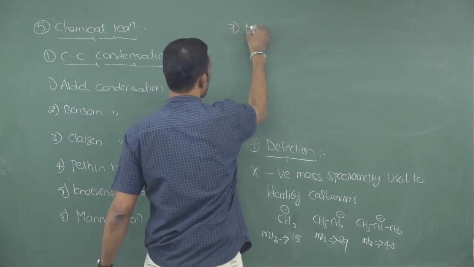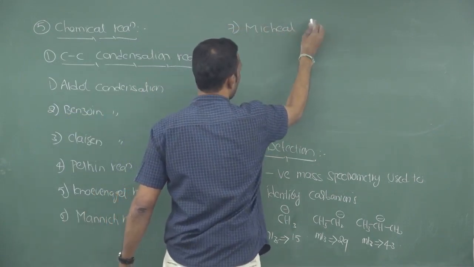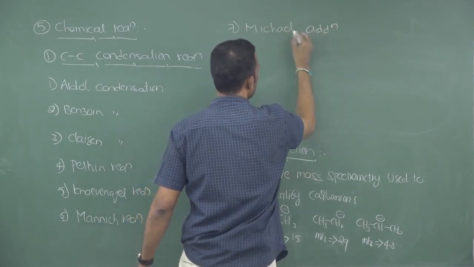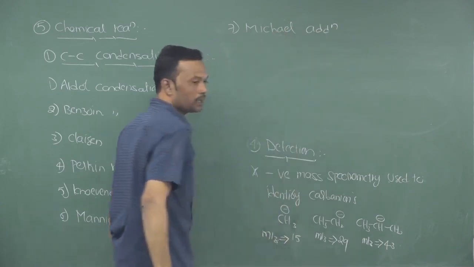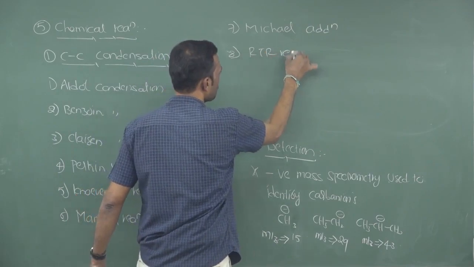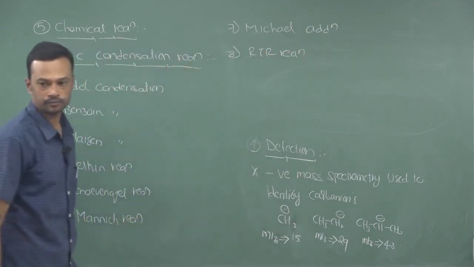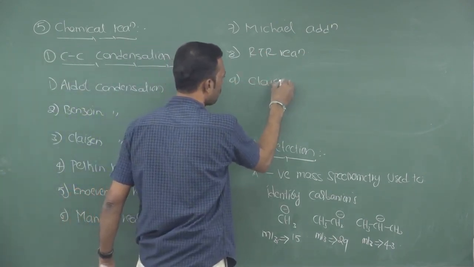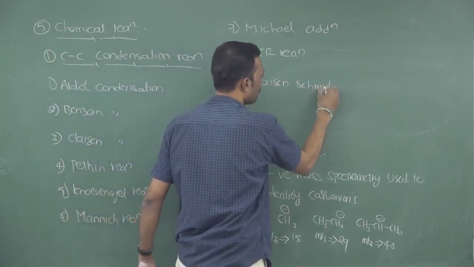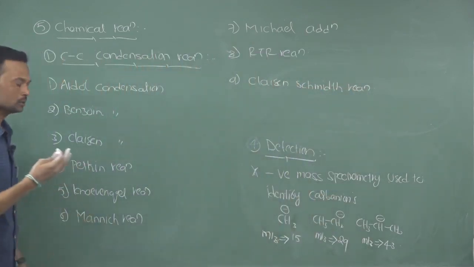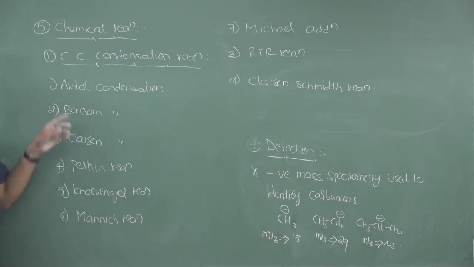You can also go through the Michael addition reaction. Next, the RTR reaction. What is the RTR reaction? The Reimer-Tiemann reaction. Claisen-Schmidt reaction. Many reactions are there: the Claisen-Schmidt reaction, Dieckmann reaction, Thorpe-Ziegler reaction. Almost the maximum number of name reactions belong to this one only. These are all aldol type reactions.